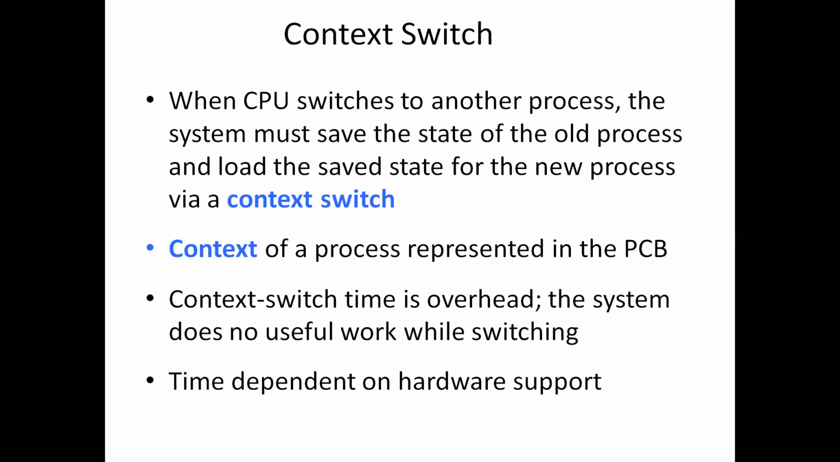The context of a process is represented in the process control block. Context switch time is overhead. The system does no useful work while switching. The time depends on the hardware support. Here the context switching time depends on the hardware support, on how much time the resources take to execute.